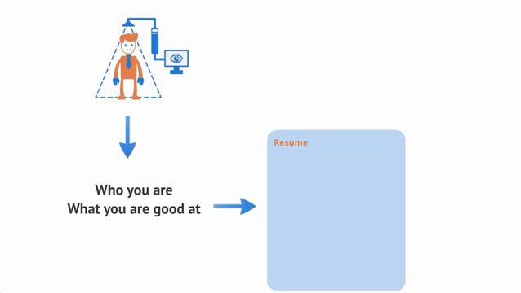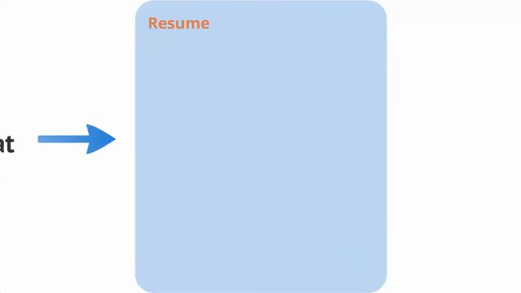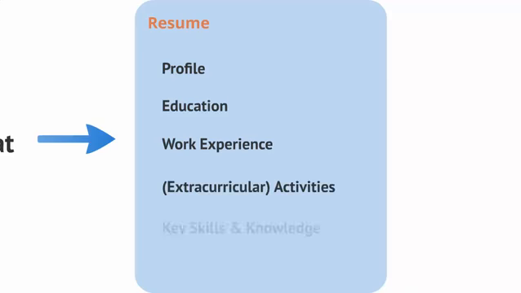On the right, you see the most important headlines to include in your resume: a profile, education, work experience, extracurricular activities, and key skills and knowledge. A general rule when it comes to resume writing is to always start with the most important information. This is what a recruiter definitely should not miss. As a graduate, education is probably a more important part of your resume compared to your work experience, so it's probably better to start with the education.